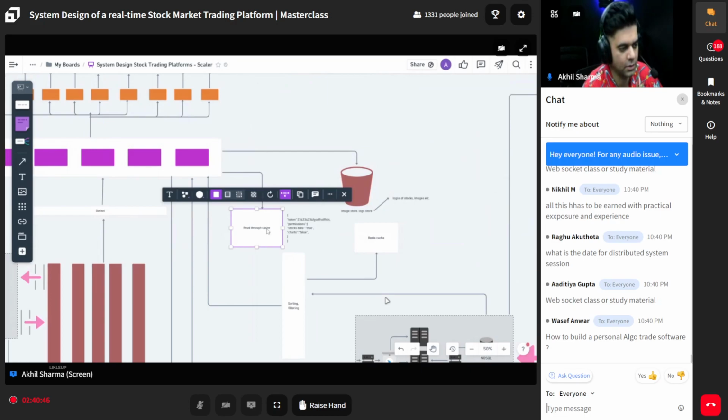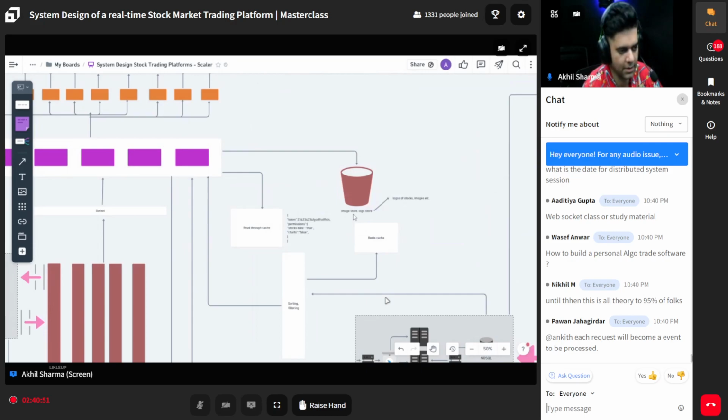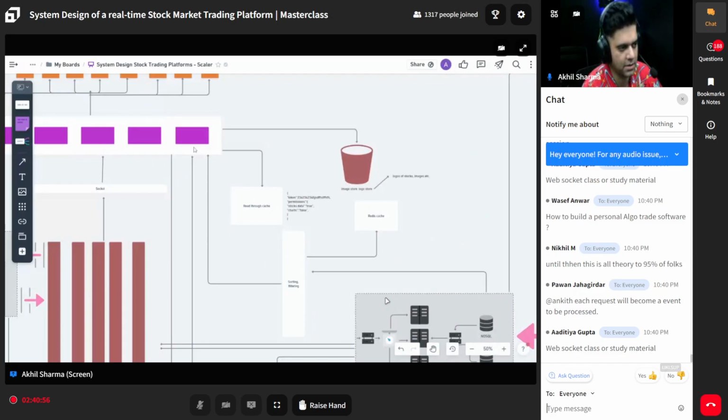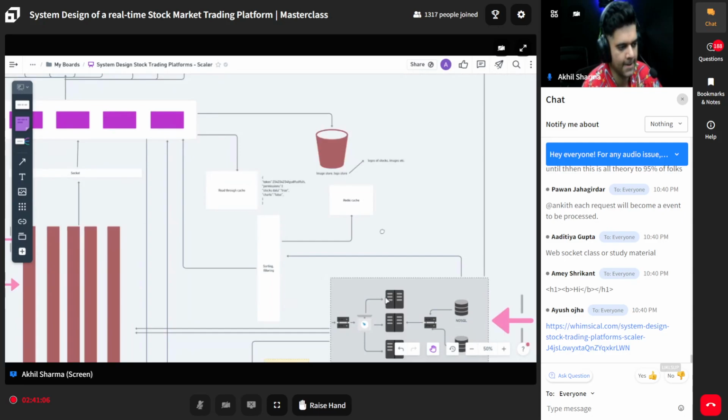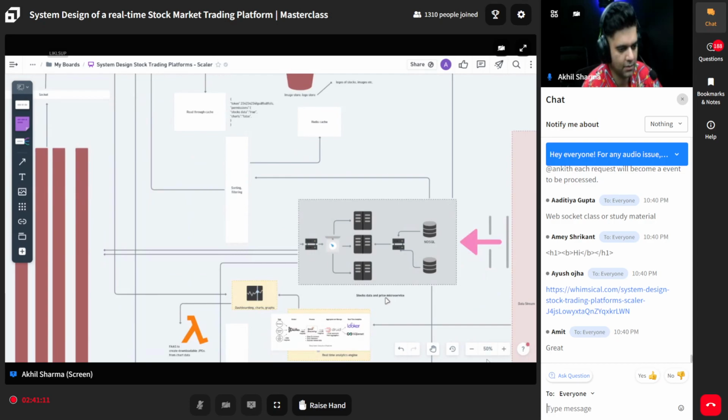Okay, so the bucket, we already know, is going to store information like the image information and the logo information of all the stocks. The read through cache is going to have some information for the front end, like, if this was this guy, what all permissions does he have? What is this guy's token, like authentication token, all of that can be in the read through cache. Then we have some Redis cache for our sorting and filtering. So I'll talk about that in a while. First, let me zoom in here.